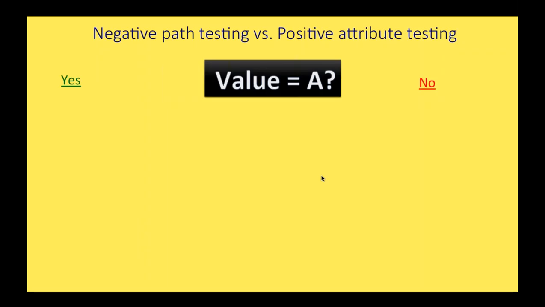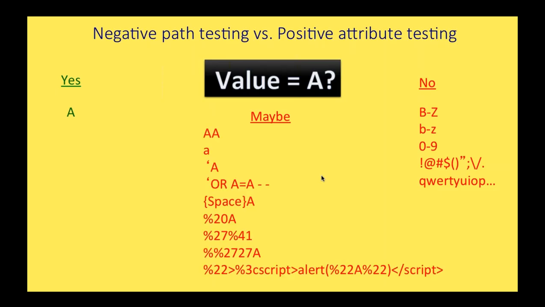So if you imagine a simple problem where you say, okay, there's a branch in a program, and we're going to approach it with negative path testing. We're going to say, okay, is this value equal to A? And you could say, I'm looking for negatives. So what is not A to Z? That's uppercase and lowercase. Digits 0 to 9 are not A, and some special characters are not A, and there's a bunch of other letters and strings that are not A. But there are other values where I'm not really sure what the branch in the program is going to do.